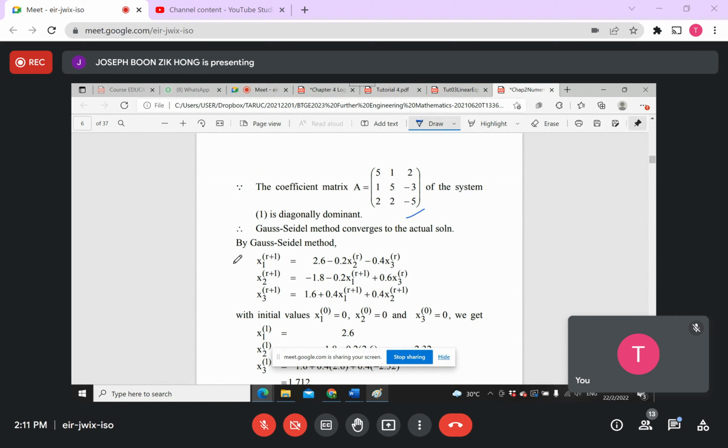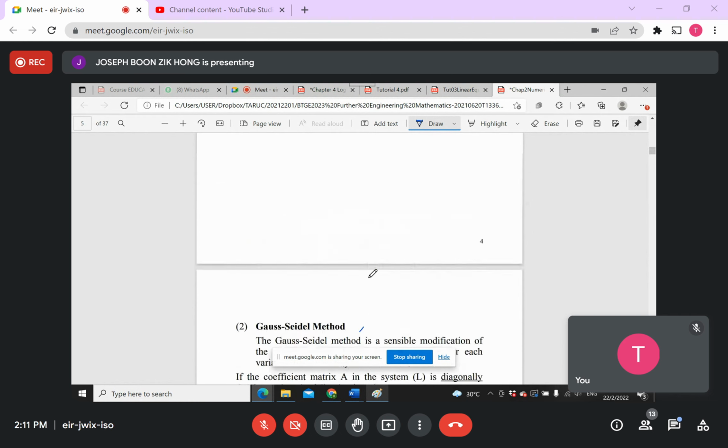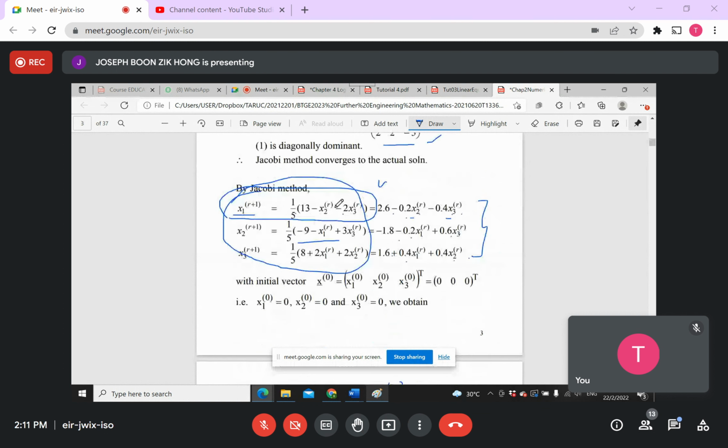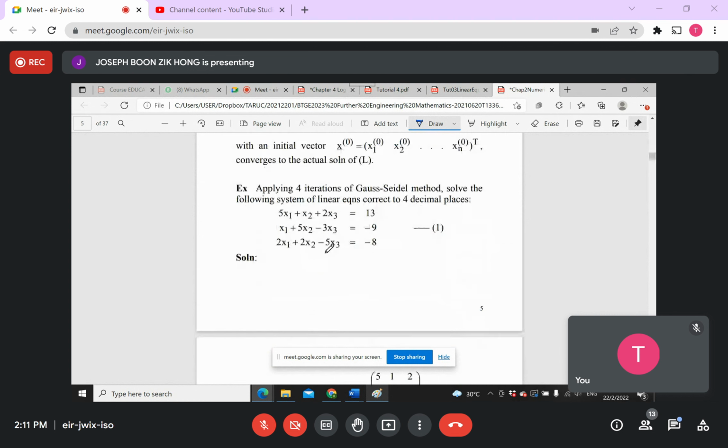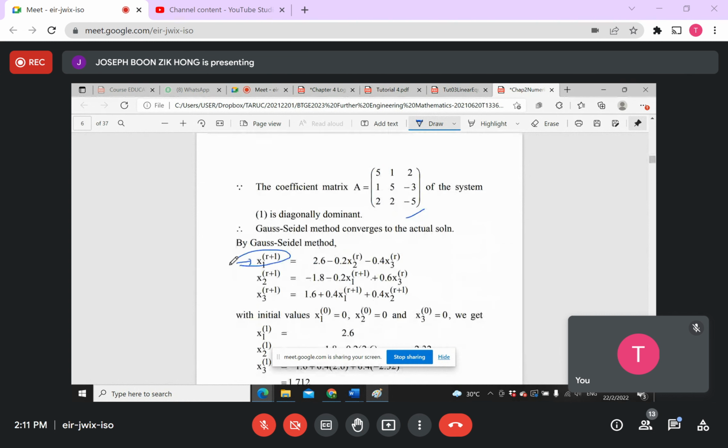That means, in order to proceed to the second round, when you have x1, you directly use it. Not like just now. Just now, although you had the x1 at r plus 1, when you calculated x2 at r plus 1, you still used the last round's answer. This one, no. Once you have the new answer, then you can directly use it. So when you do x3, you have x1 and x2 already, so you directly use them.